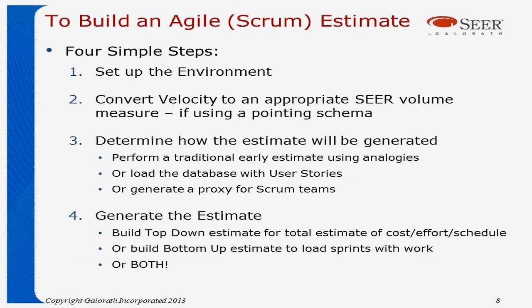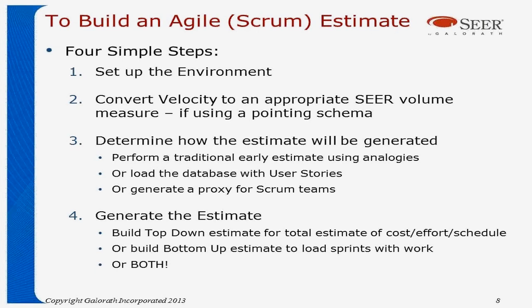So to build an Agile, or in our case, a Scrum estimate, there's 4 simple steps. First, set up your environment. Second, you convert a velocity into an appropriate SEER volume measure. This is important if you're using a pointing schema. Third, determine how your estimate is going to be generated.